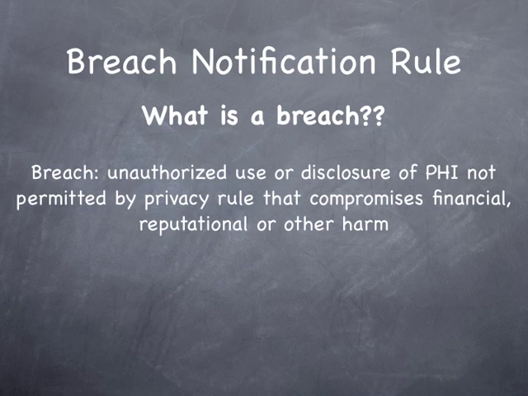Breach notification rule. First, let's define a breach. It is the unauthorized use or disclosure of PHI not permitted by the privacy rule that compromises financial, reputational, or other harm. So, a breach has to cause harm to an individual. For example, if someone came in and they had a condyloma and you happened to know their first cousin and you shared this information with their cousin and said, hey, I heard your cousin has condyloma, that is definitely, without question, reputational harm and could be considered a breach.